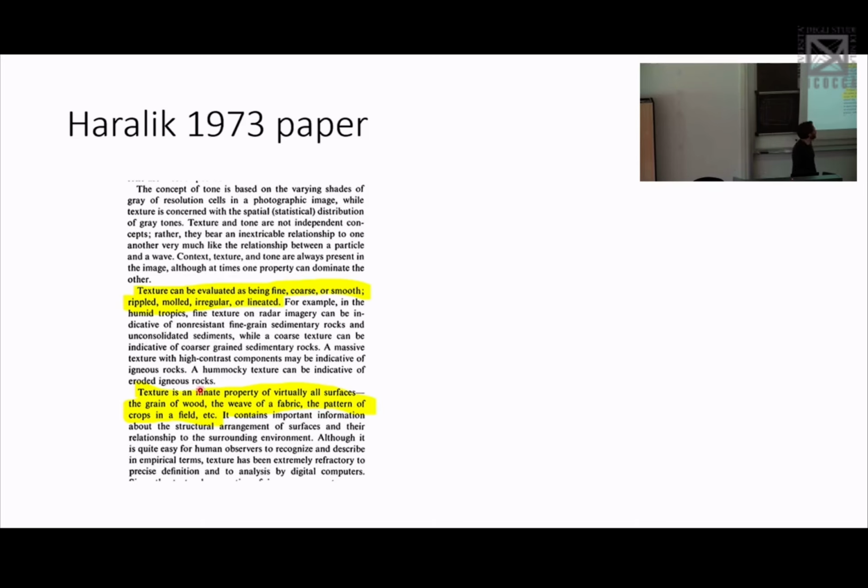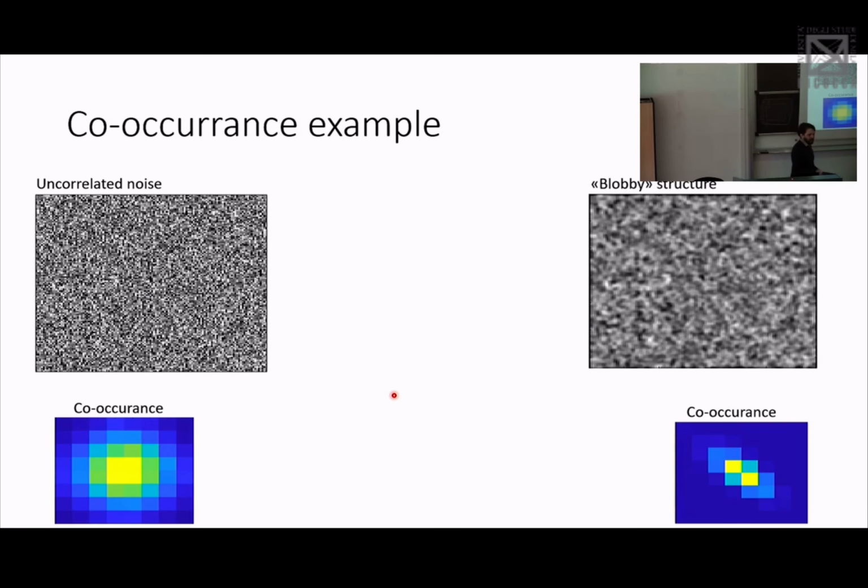Indeed, this is just a small extract of his 73 paper, and it says that texture can be fine, coarse, smooth, rippled, molded, irregular, lineated. It gives examples of his own applications. And here it says the important thing: texture is an innate property of virtually all surfaces. Let's give you an example of how the co-occurrence works.